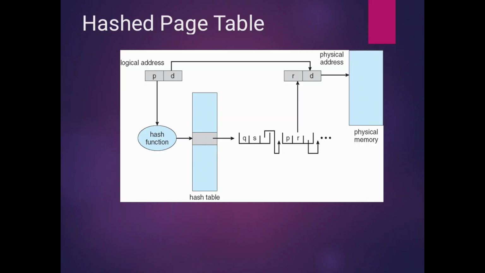So in the hashed page table, the logical address has p and d; we apply the hash function to the page number. The result of the hash function is taken as the value for the frame address, which is then added with the offset to generate the physical address.